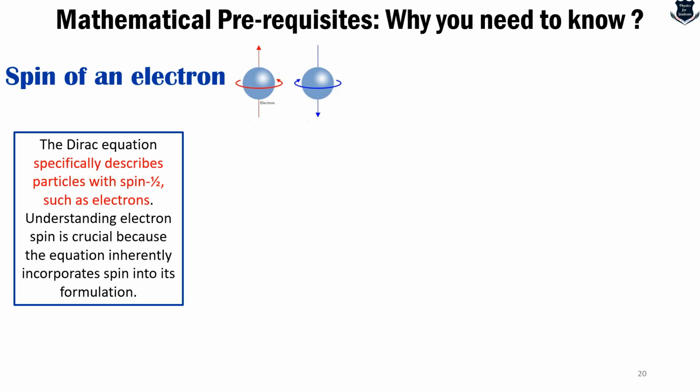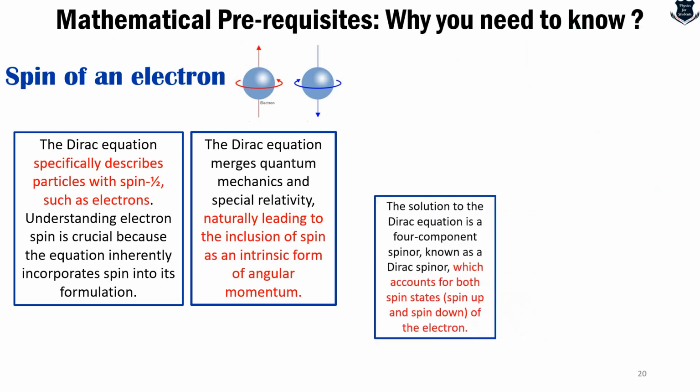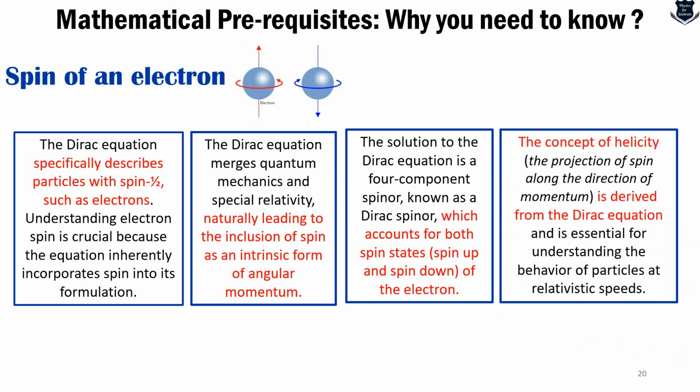what the spin of an electron is and why it is important, because it specifically describes spin up using electrons, and that is the role of the Dirac equation. It merges quantum mechanics and special relativity. So obviously spin is something intrinsic, a kind of angular momentum, so that we will deal with. And also the solution of the Dirac equation is a 4-component Dirac spinor. So we need to understand the spin of an electron and the concept of helicity.